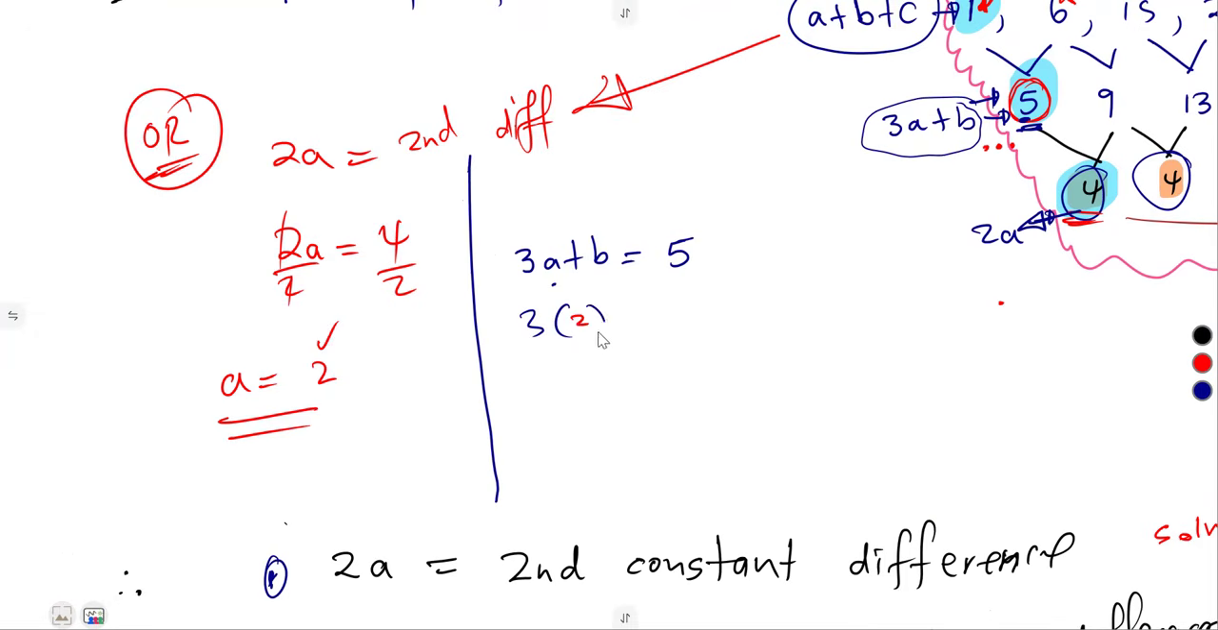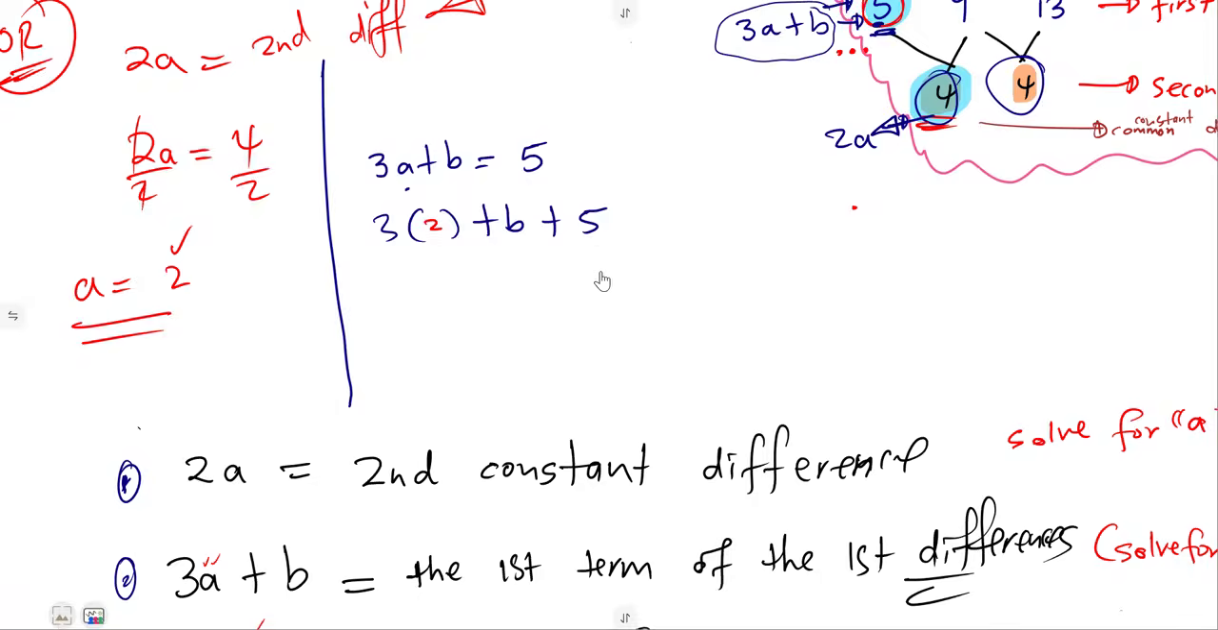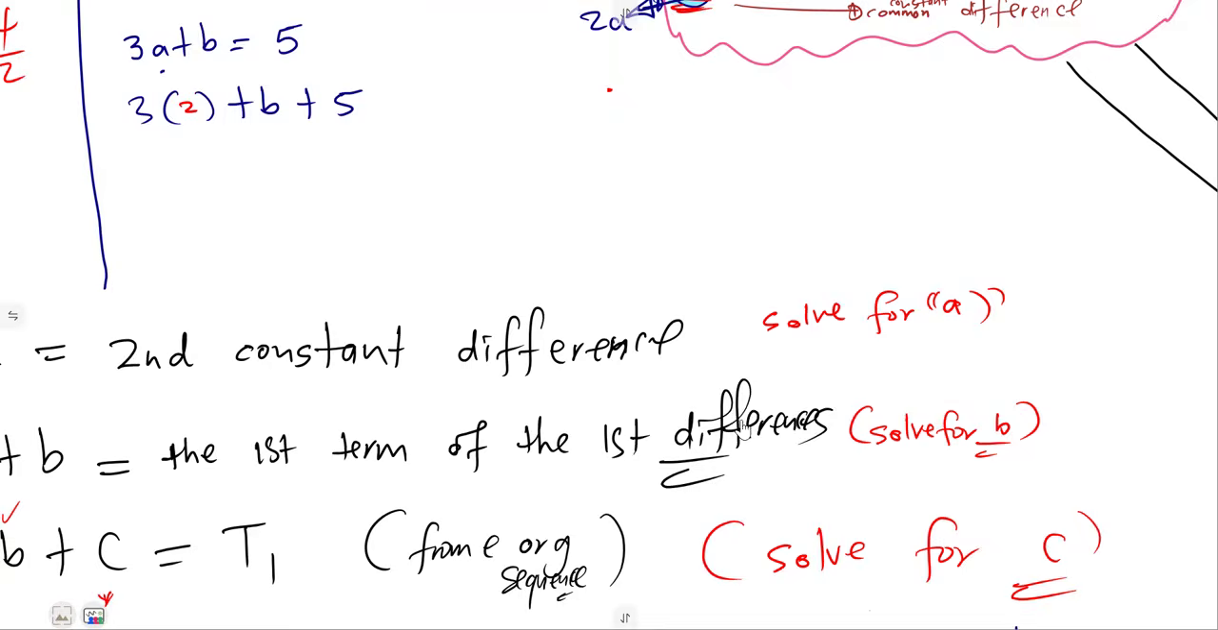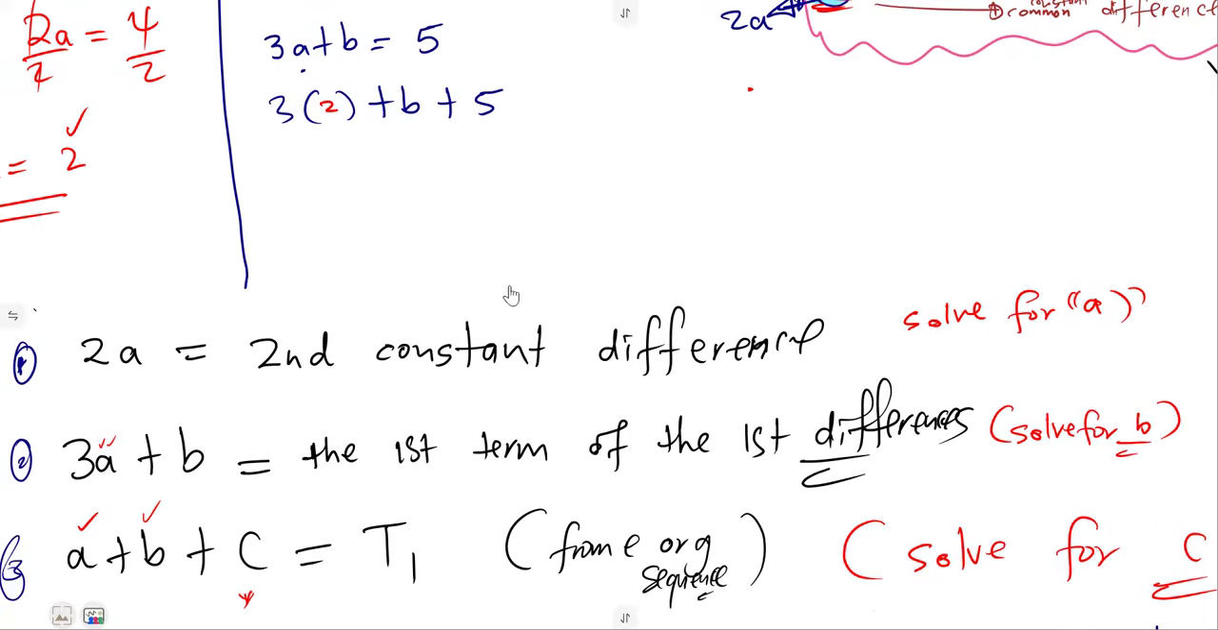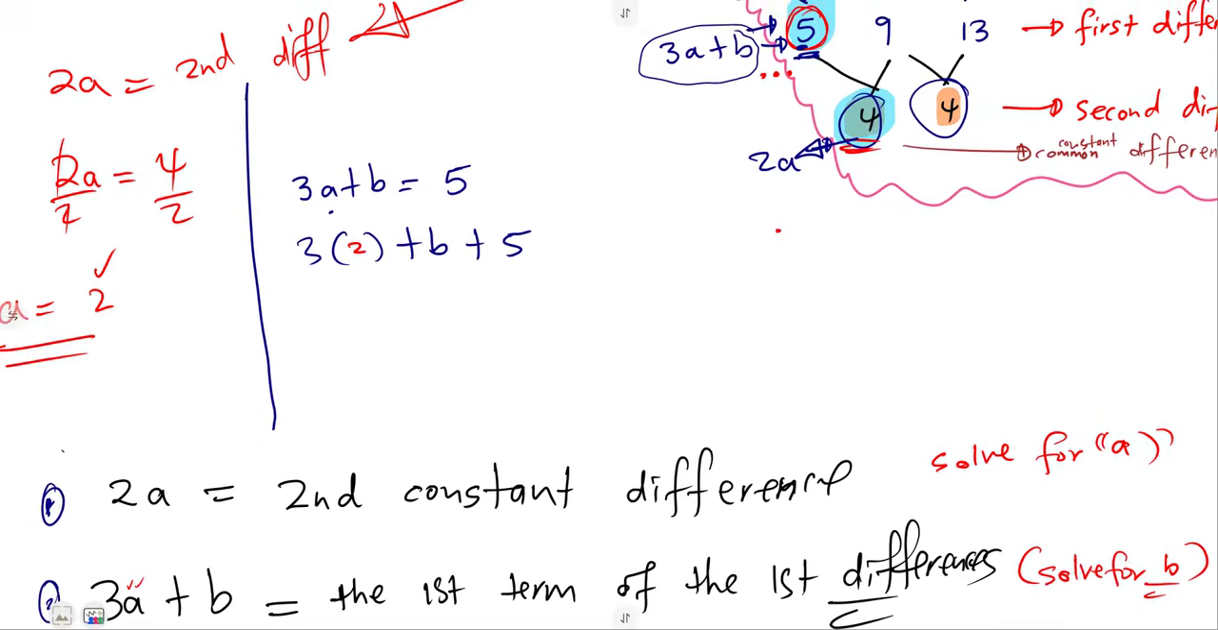So 3 times our a, which is 2 here, plus b. So we must solve for b now. As you can see, the only unknown there will be b. We have an equation: 3 times 2 is equal to here. So let us simplify and solve for b. 3 times 2, that's 6. So we've got 6 plus b, which is equal to 5.